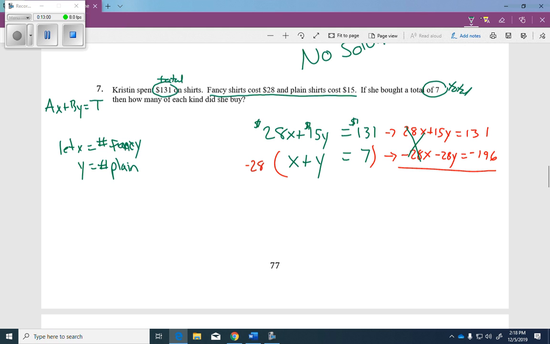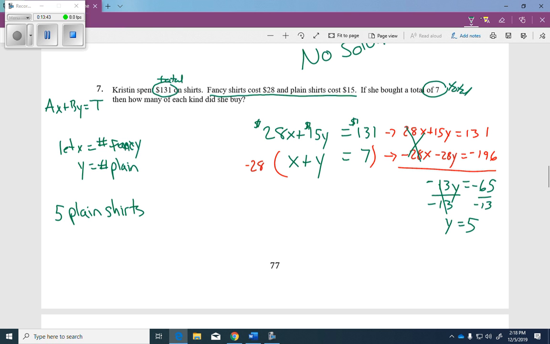The x's are eliminated. The y's, 15 and a negative 28 is negative 13. And 131 and a negative 196 is a negative 65. I divide both sides by negative 13, and 65 divided by 13 is 5. And negative divided by negative is positive. So I have 5 plain shirts.